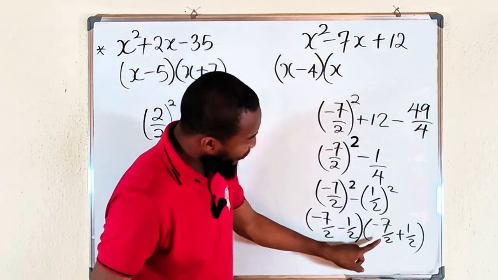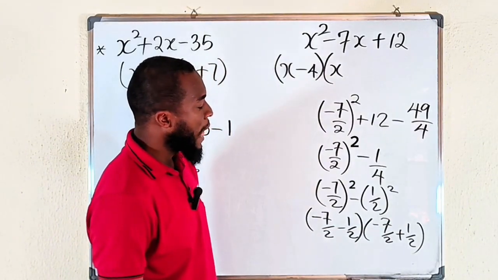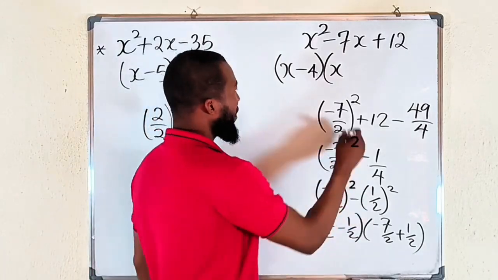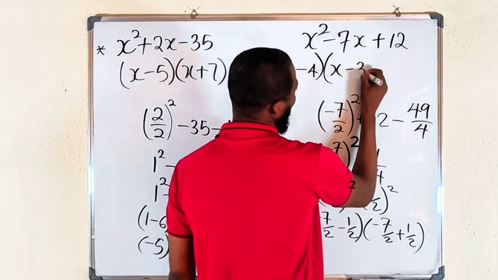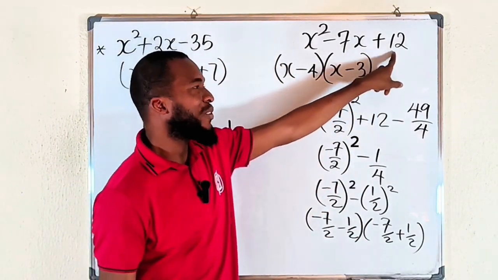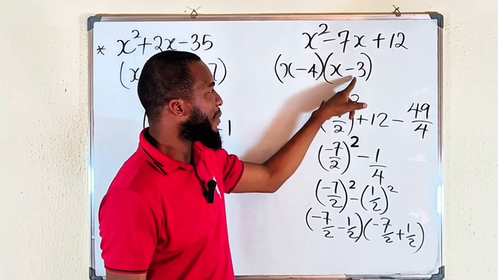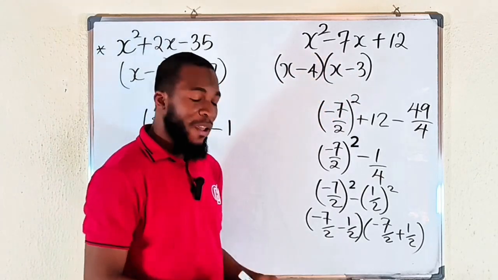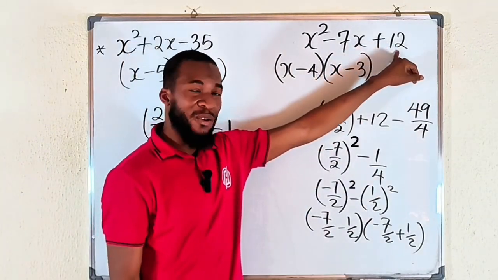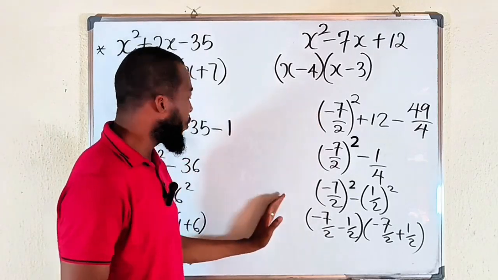Then x. What about this one? Minus 7 plus 1 is minus 6, right? And minus 6 divided by 2 is minus 3. Minus 3. Let's confirm. Minus 4 times minus 3 will give us positive 12, definitely. Minus 4 plus minus 3 is minus 7. So whenever you cannot easily think of those two numbers that you can multiply together to get the constant term and add to the coefficient of x, you can always follow this strategy.